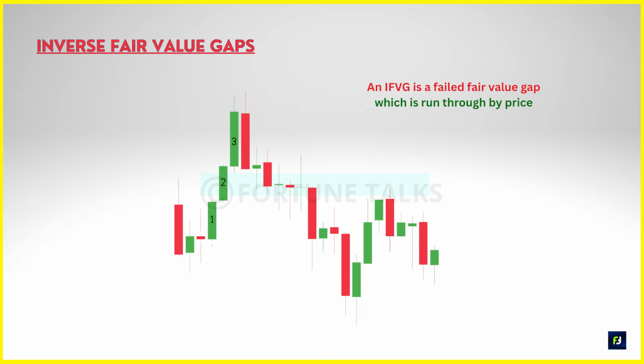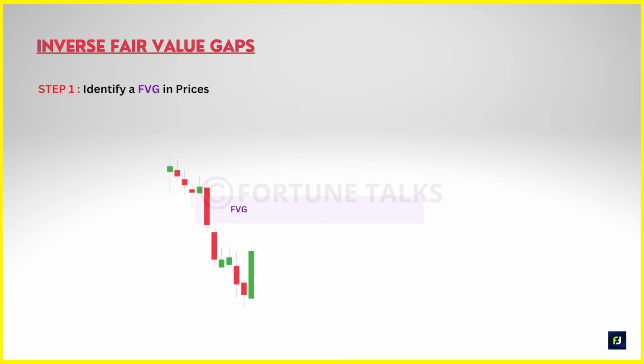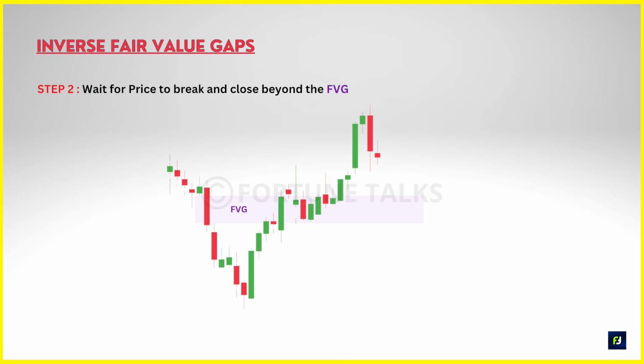Now, to identify an inverse fair value gap is very easy. At first, you need to identify a fair value gap formed in prices. After identifying a fair value gap, look for a price retracement back to this fair value gap, but instead of respecting this fair value gap and reversing in the prior direction, price should close beyond the fair value gap, thereby forming a break in the opposite direction. So when a fair value gap is broken, you can mark it as an inverse fair value gap or an IFVG, and you can use it to trade in the opposite direction.